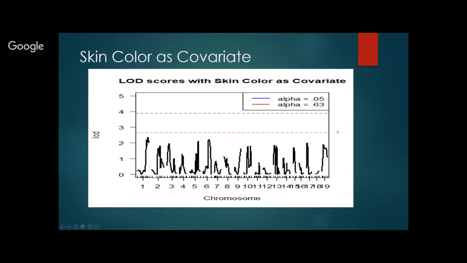And here is the plot with both significance levels, 0.05 and 0.63, with skin color added as a covariate. Right off the bat, you'll notice that there are no QTLs that are suggestive or significant, as none of them reach this red line as a threshold. And there are a few, mainly chromosome 1 and 6 again, that are close to the line but do not reach it.